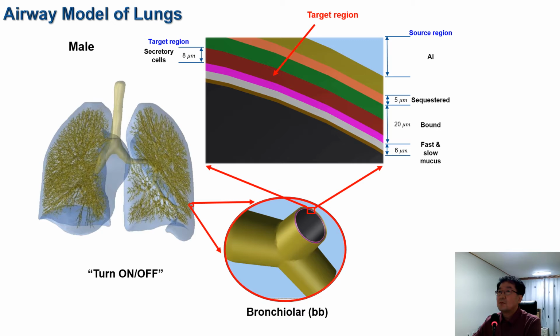This slide shows the airway model of the lungs for the male phantom. You can see very detailed structure of the airways. You can also see very thin layers for target and source regions. Here you can see the target region, that is the stem cell layer, and the thickness is only 8 micron. And the other layers are used to define the source regions.